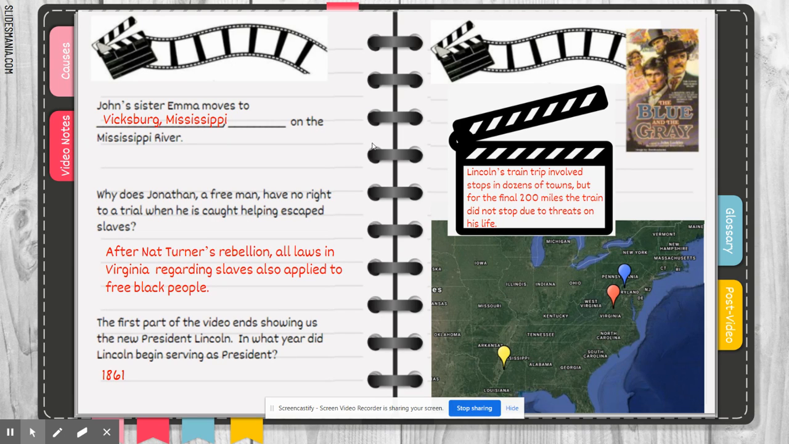Lincoln's train trip did involve stops in dozens of towns. But for the last 200 miles on his way to Washington, D.C. to become the new president, they had to stop doing their visits in those towns because there were so many threats on Lincoln's life that they disguised him and they refused to stop the train for him to see anyone. So they had to keep going for his safety. Okay, you can pause if you need to copy that down right there.